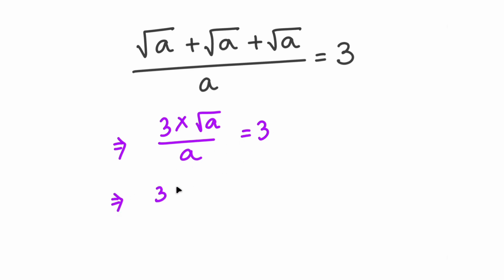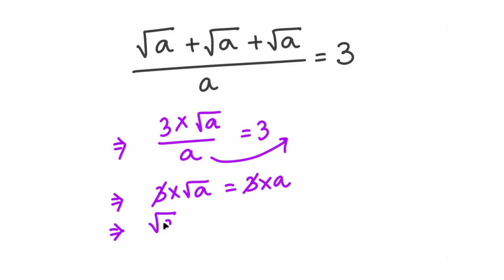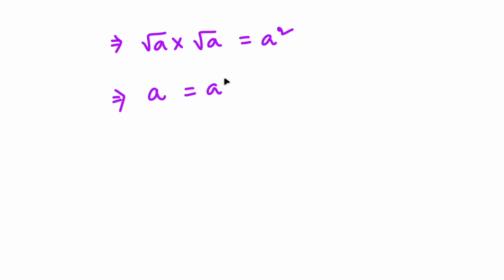So 3 times root a equals 3 times a. This a goes to the right side. Now 3 will get cancelled out from both sides. So root a equals a. Now if you square both sides, then root a squared equals a squared, or root a times root a equals a squared. So root a times root a will give us a equals a squared.